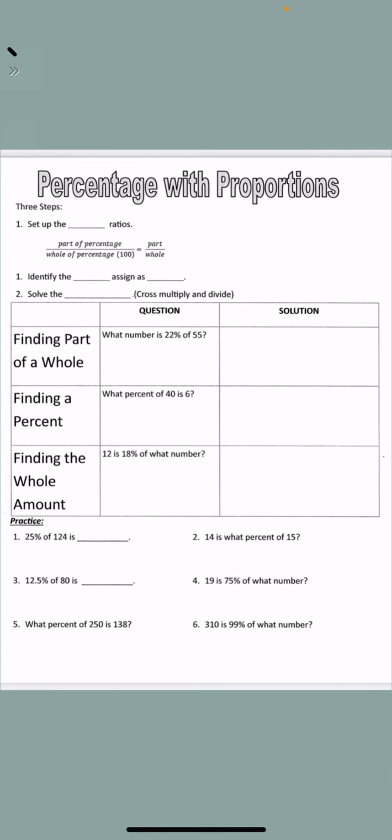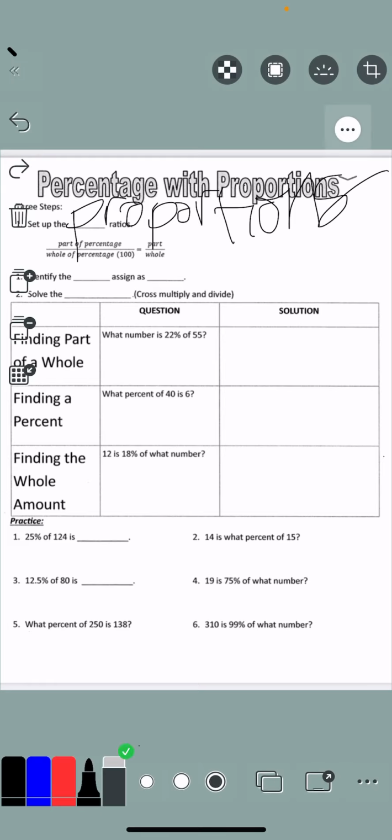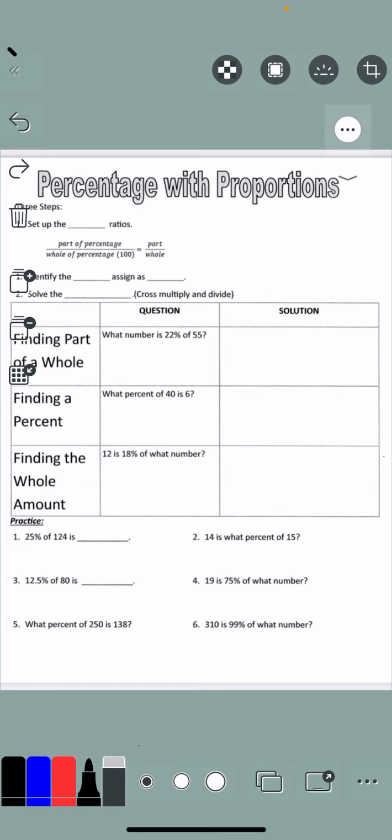So the first thing you're going to do is set up your proportions as ratios. So you're setting up those equivalent ratios. If you want to write equivalent, that would work too. So you're setting up proportions or equivalent ratios. Now, if you notice, I have given you a little preview. So it's part of percentage, so percentage over 100, because all percentages are 100.